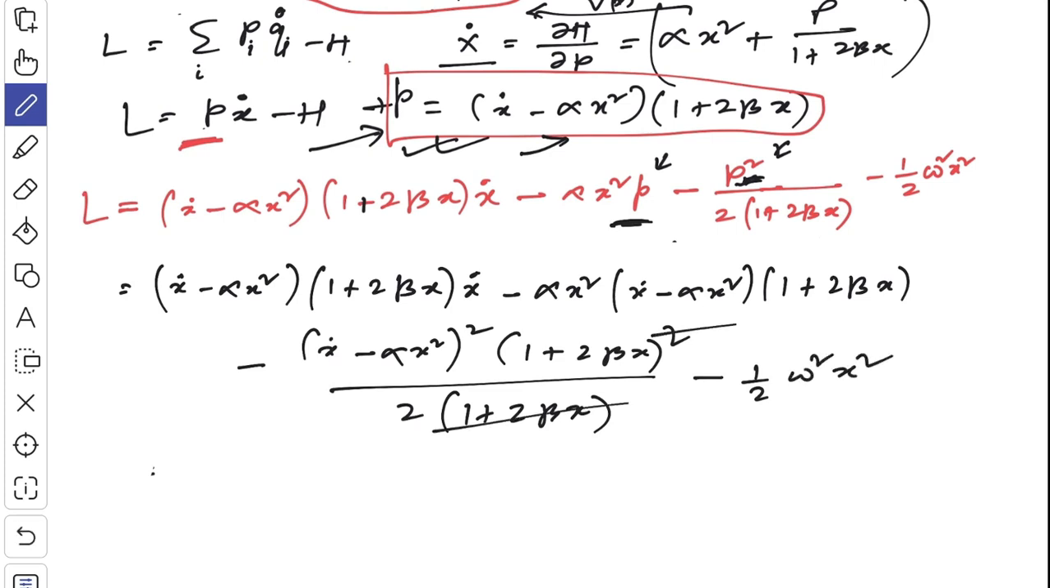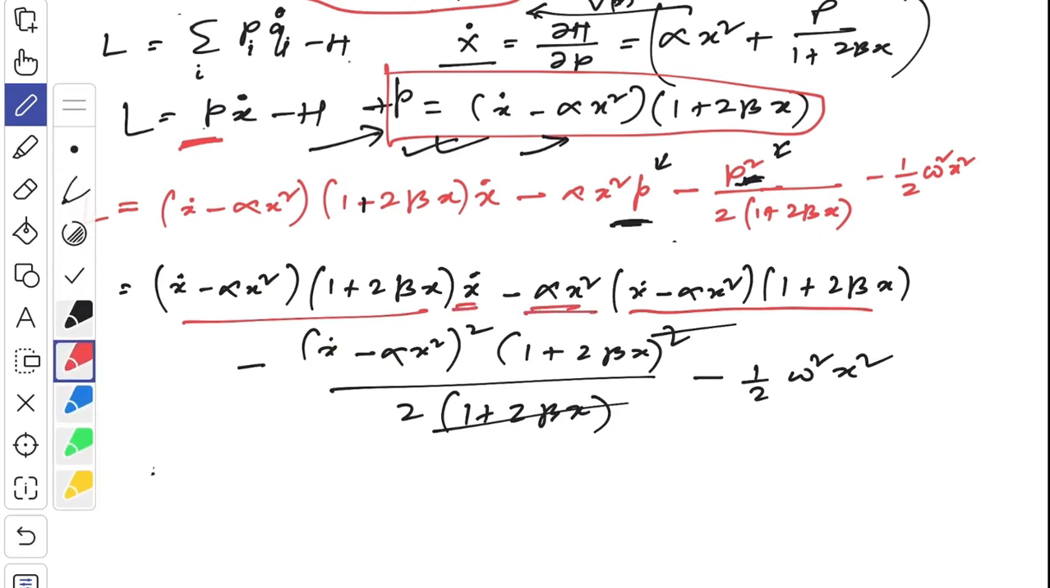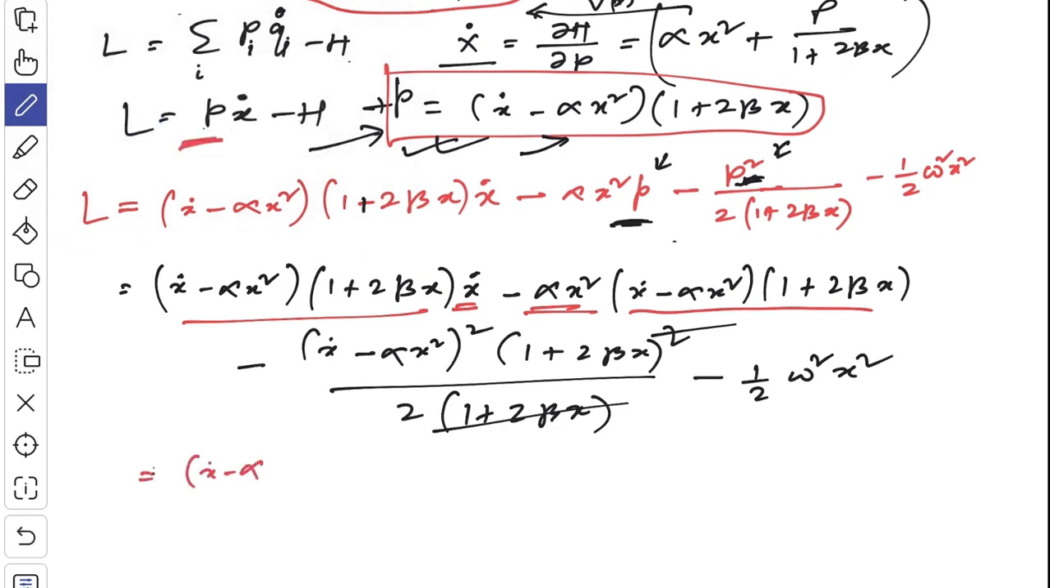So this term we cancel with this square. Then you can see here these two terms and these two terms are common. After taking common, we will be left with these two terms. So that's why we will get this: (x dot minus alpha x square)(1 plus twice beta x), and remaining terms are these two. So after taking common, x dot minus alpha x square. So we have got this, and then we have got minus.